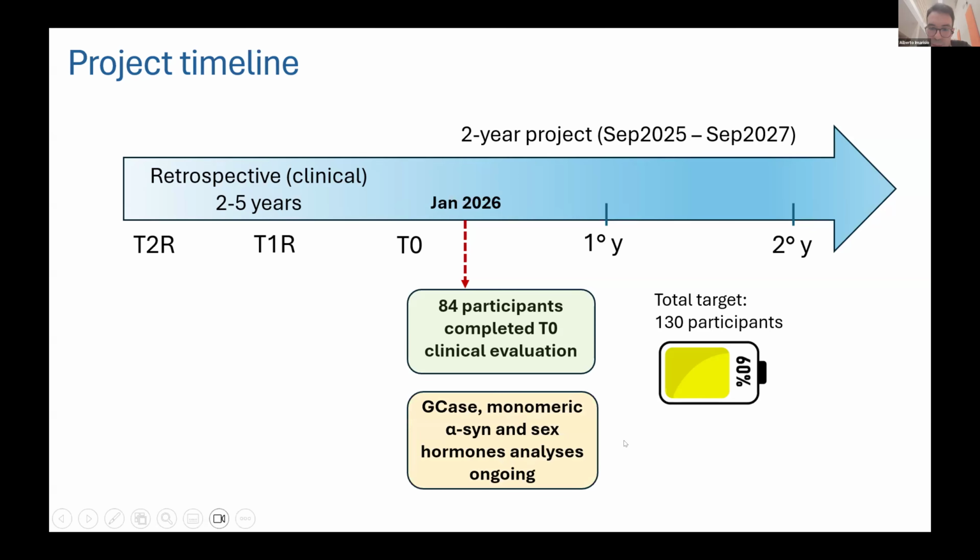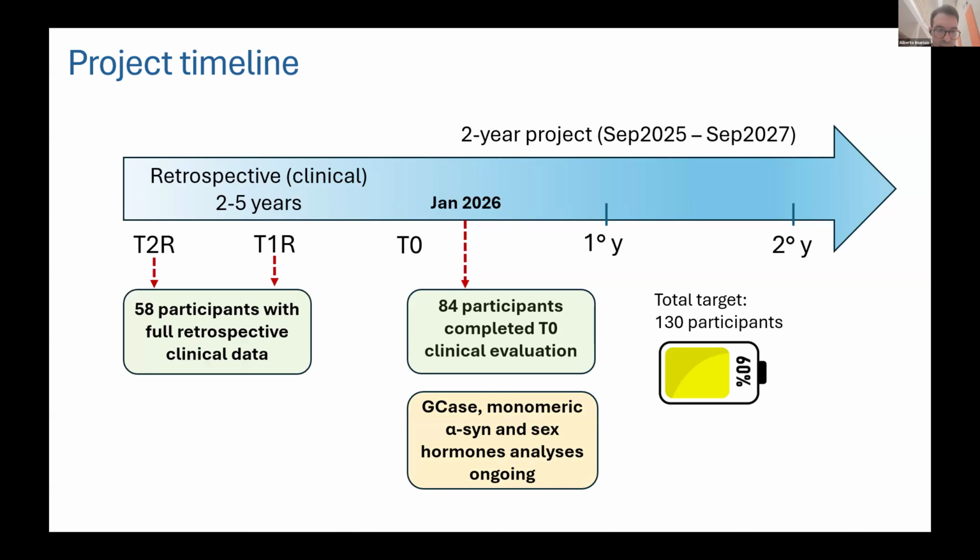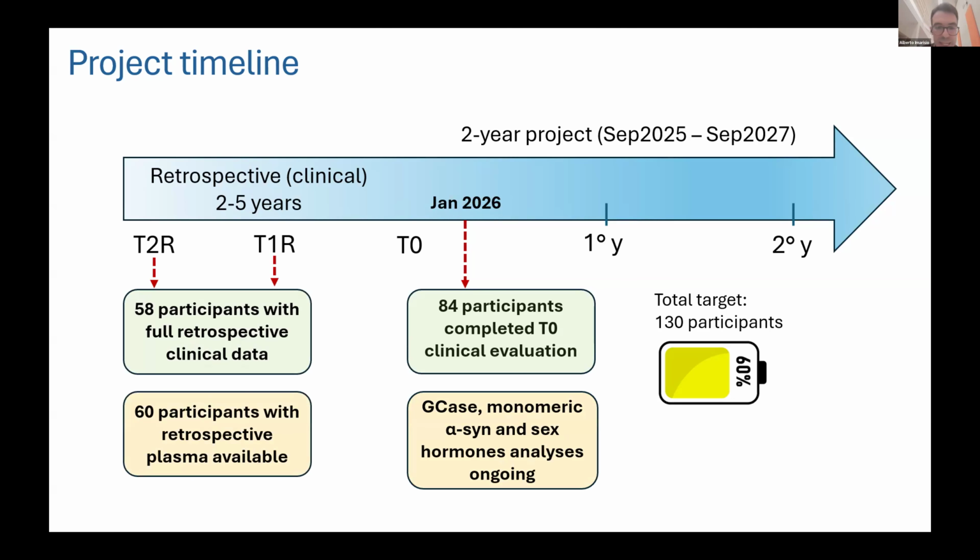And as I said before, the GCase, monomeric alpha-synuclein, and sex hormone biochemical analyses are already ongoing, while we are still to start with the mitochondrial analysis. And about the retrospective data, we have a total of 58 participants out of 84 with full retrospective clinical data and 60 participants with retrospective plasma available in our biobank.